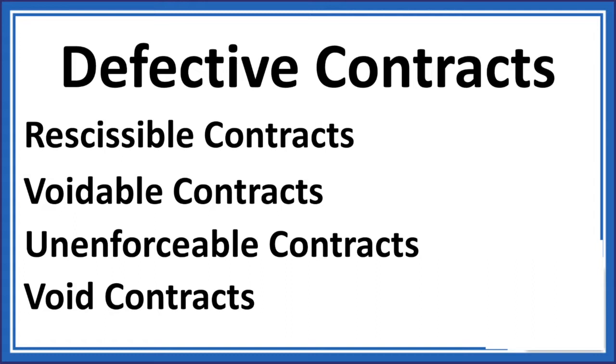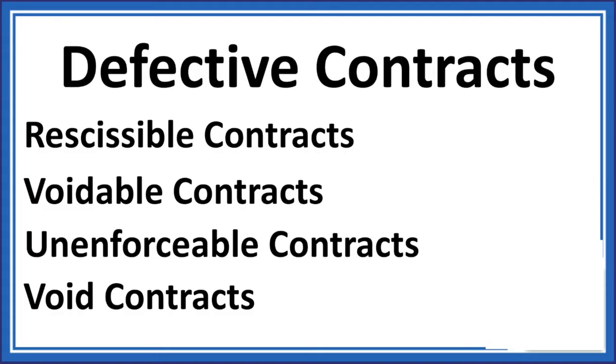so inexistent. So, there are actually 4 types or classes of defective contracts, and they are arranged from the less serious to the most serious defects, okay? First, yung less serious defects lang dito is yung rescissible contracts. Next to that is voidable contracts. And then, mas defective pa kaysa sa voidable contracts is unenforceable contracts. And yung pinaka-defective talaga is yung void contracts. Okay? So, simulan na din natin.